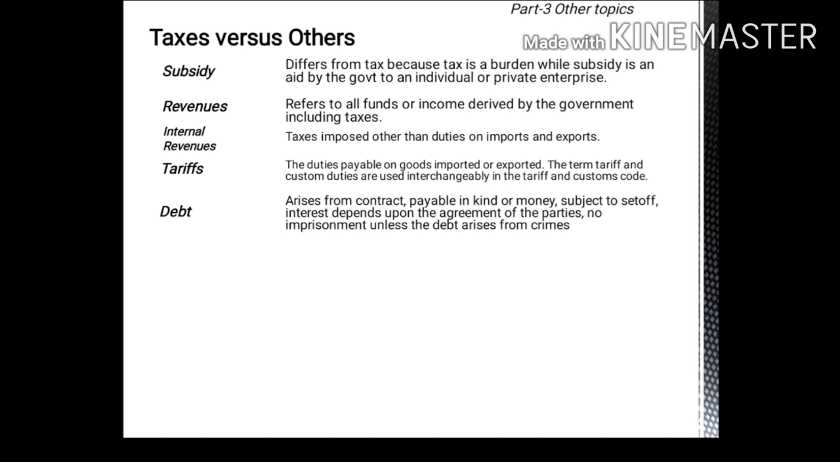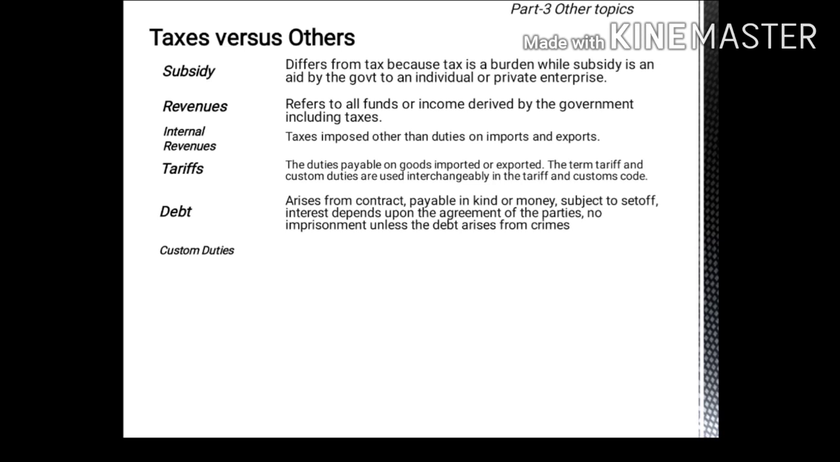Diri sa debt, interest depends upon the agreement of the parties. Most of the time, nagyud na sila'y agreement kanang mangutangay ug ang creditor as to interest. Diri sa taxation, the interest is only computed kung madelay pagpay ang tax sa taxpayer. So, no imprisonment. Pag di ka kabayad og utang, there is no imprisonment unless the debt arises from crimes. Pero tistingi, ayaw pagbayad og tax, then there's a big chance na himas rehas ka.